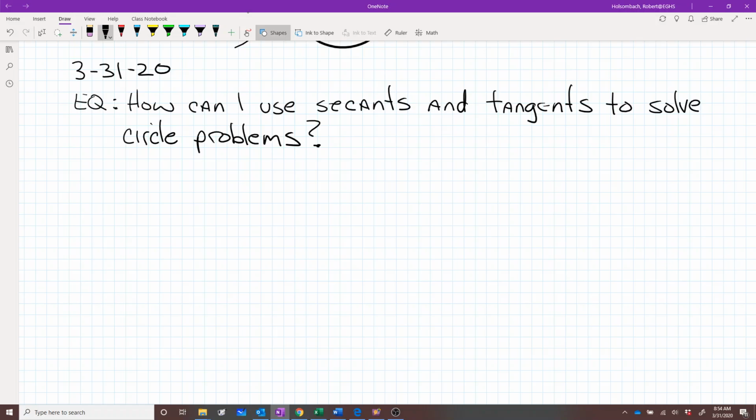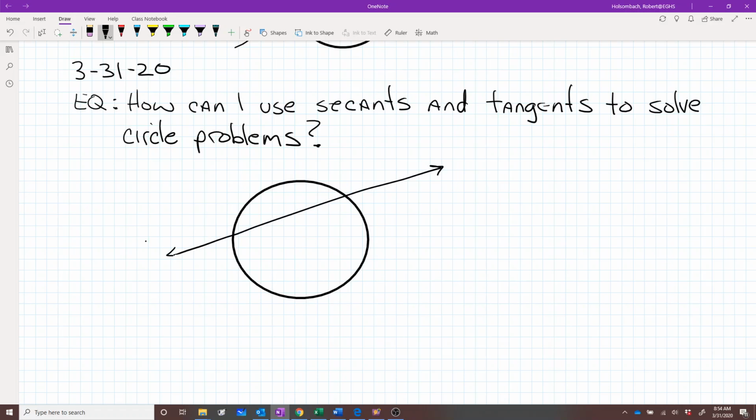So we'll start off with a review of a couple of definitions. We said yesterday that a secant was a line that intersected a circle in two places. So in this case, line L is a secant.